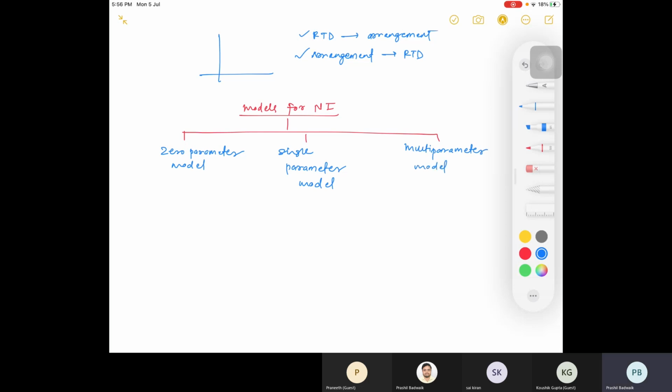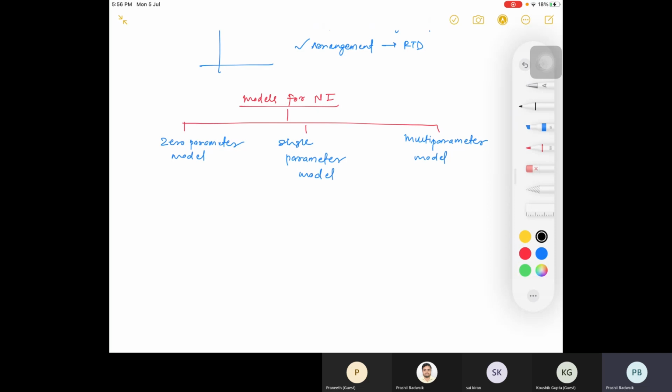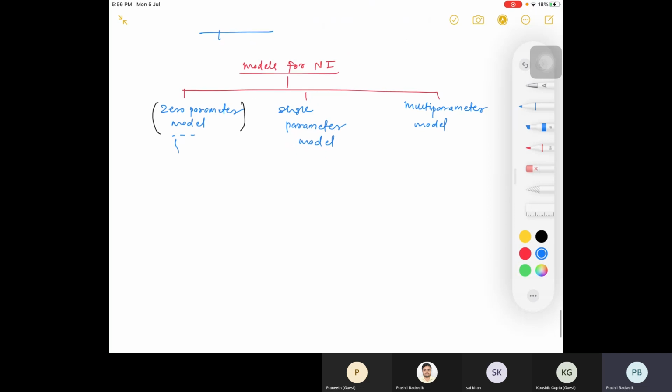In the zero parameter model, you will just be theoretically discussing what happens in your reactor. There is no parameter you are getting at the exit, right? We will study it actually, but right now just note down that we are only studying theoretically and we are not getting any parameter to measure your non-ideality. So instead of zero parameter, you can say no parameter.